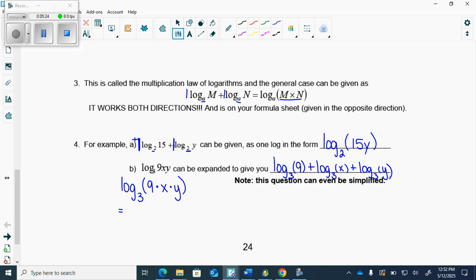What is log base 3 of 9? What is the answer to this? 2, because 3 to the power of 2 is 9, right? So then I can write this out as 2 plus log base 3 of x plus log base 3 of y.